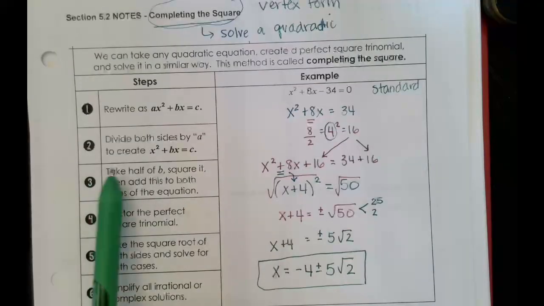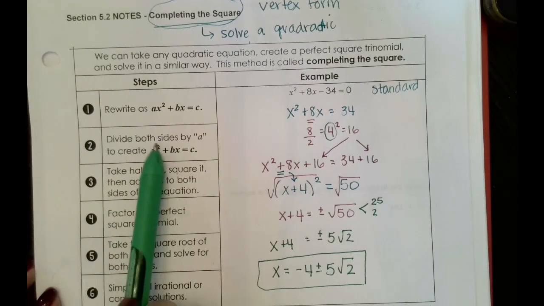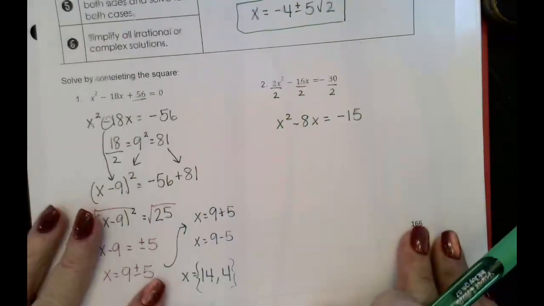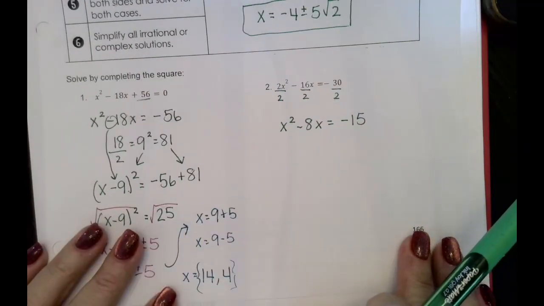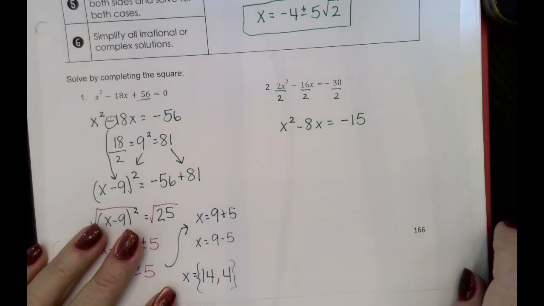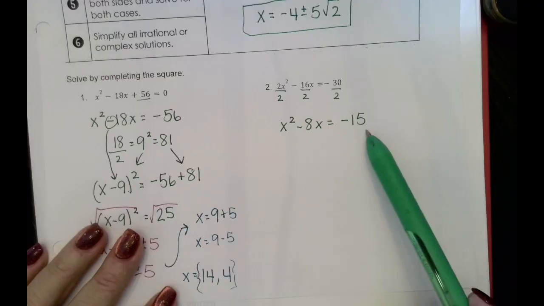So if you look up here, step 2, divide both sides by a to create this coefficient of 1 on my x squared term. So that's what I just did. All right, so I divide everything, all the terms, by 2. And sometimes when you divide by whatever this coefficient is, you don't get a nice whole number. Sometimes you end up with a fraction.